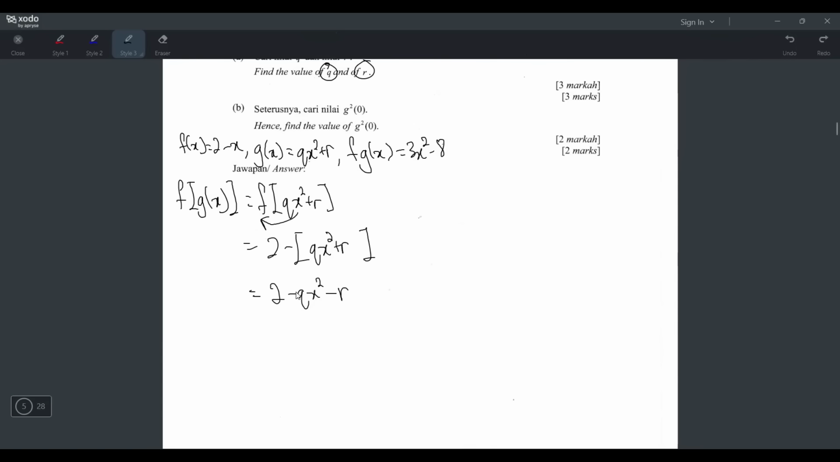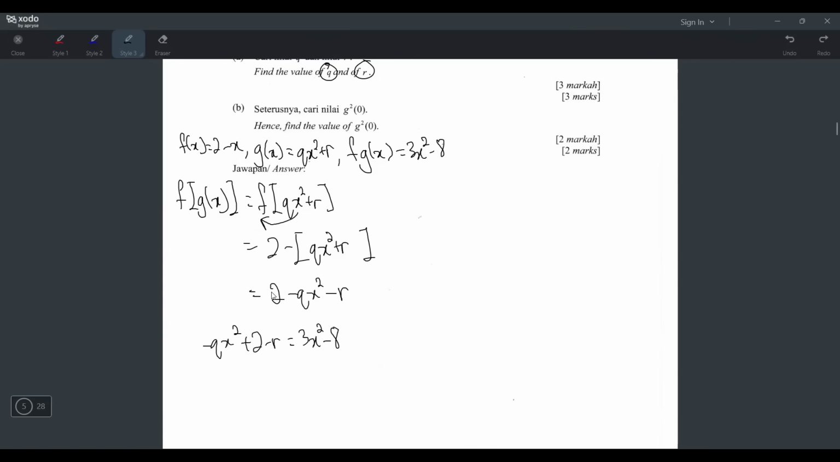Okay, this is fg(x) yang saya buat sendiri punya. What about this? This is the one yang dia bagi. Tapi they are both fg(x). So, dia sebenarnya boleh equal, right? So, we can actually write this equals to 3x squared minus 8, right? So, I'll write negative qx squared plus 2 minus r equals to 3x squared minus 8.